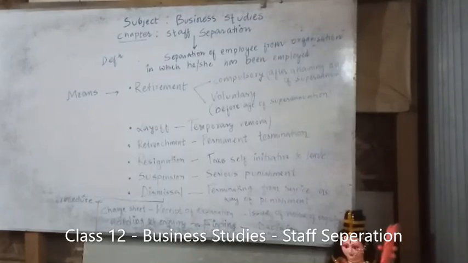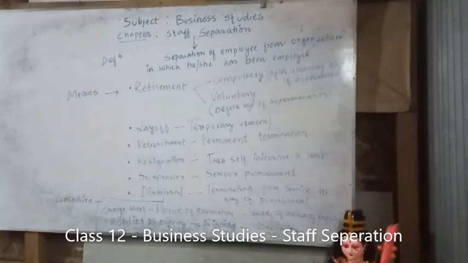Leaving other things apart, let us move to chapter 12 of your book, and the chapter name is Staff Separation. If you look into your book, you will find a glimpse of the chapter I have written, and the chapter starts with the definition of separation. Now, what do you understand by separation?